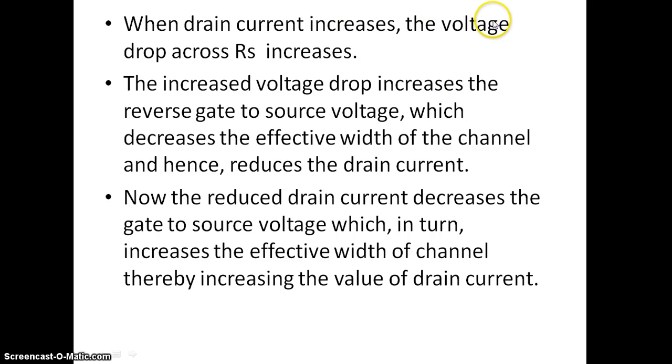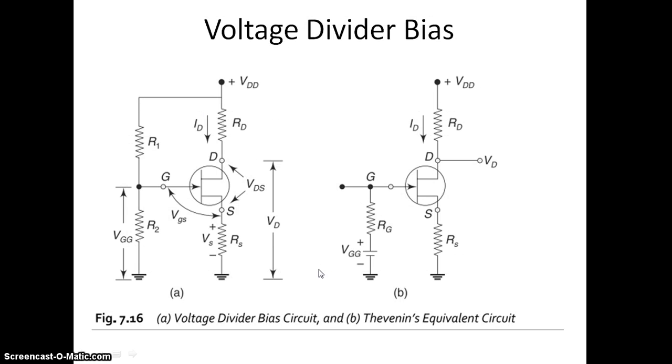When the drain current increases, the voltage drop across RS increases. That increased voltage drop increases the reverse gate to source voltage, which decreases the effective width of the channel. So this reduces the drain current. Any increase in drain current is now compensated, so the drain current will be decreased.